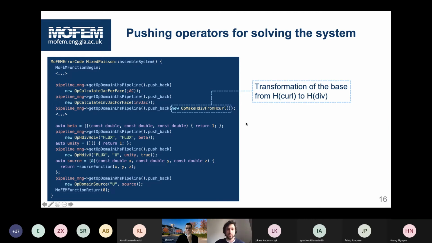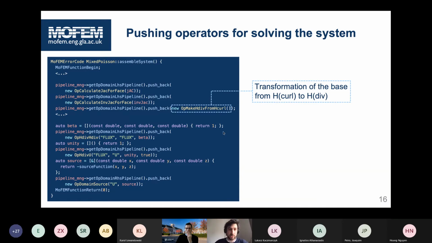But here, what's specific for this problem is that we need to transform the base from H curl to HDiv. And we don't need to do anything by ourselves. We just need to push the operator to the pipeline. So I just want to remind you that all the computations are based on the operators, which are pushed to the pipelines, and then those pipelines are executed for each single finite element in the mesh.